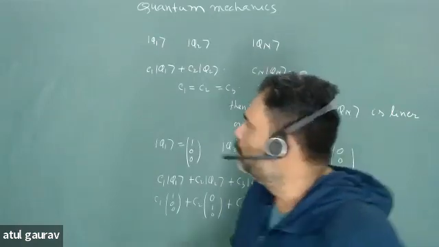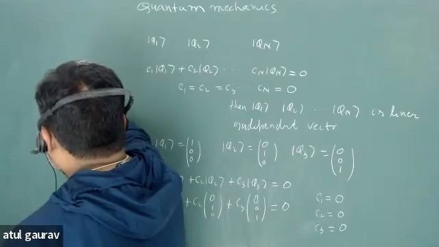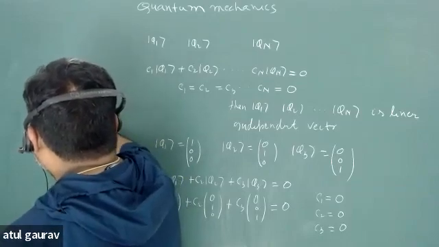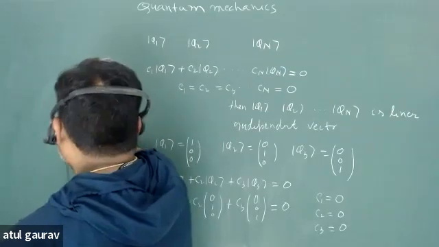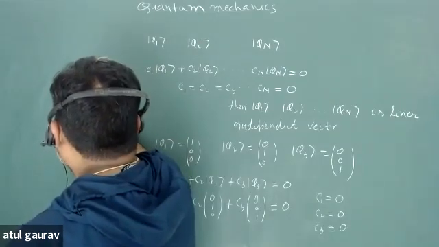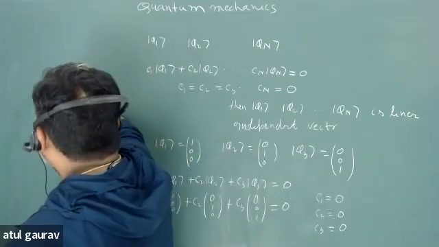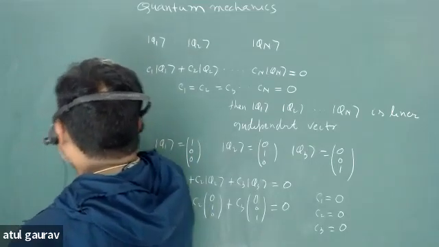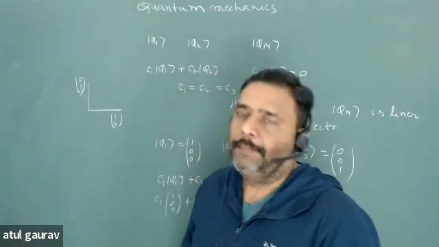For example, you can take this type of vector. Suppose I have a rectangular vector, this vector is 1, 0, defined in a plane, and this vector I can say is 0, 1. So these two vectors are orthogonal as well as linearly independent.